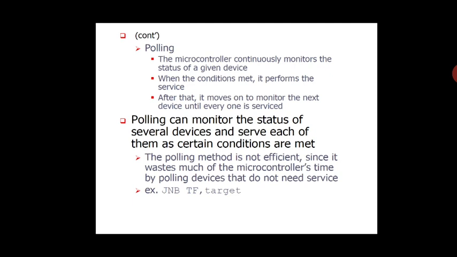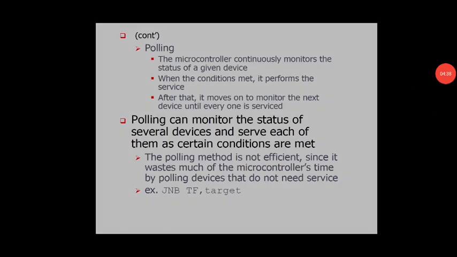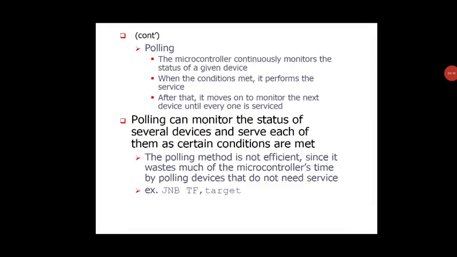I hope we know that there is an instruction JNB, jump if not bit, meaning jump if the bit is not set. Which bit? The TF bit. We might have used a similar instruction in the previous session, that is TI. It is continuously monitoring the TI, just looking at the TI. Whenever the TI is raised to 1, it means the 8051 has met the condition by raising the TI.